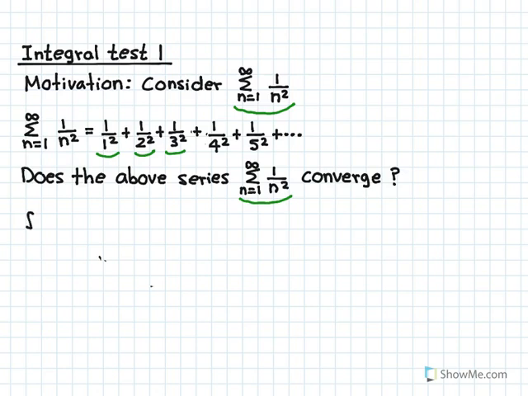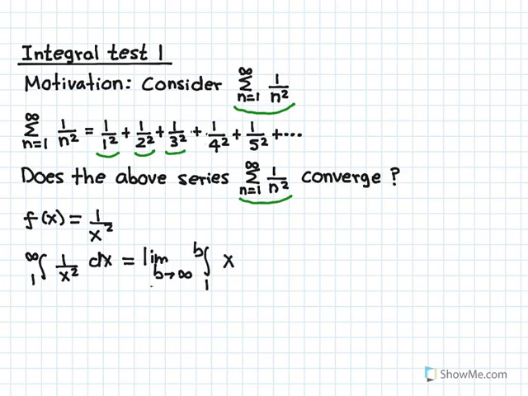Consider the corresponding function f of x is equal to 1 over x squared. Now let's find the integral from 1 to infinity 1 over x squared dx. This is an improper integral, so we take the limit as b approaches infinity, integral from 1 to b, x to the minus 2 dx. Let's apply the reverse of the power rule, so we get limit as b approaches infinity, x to the minus 2 plus 1, we get x to the negative 1, divide by negative 1, that's the same as multiplying by negative 1.